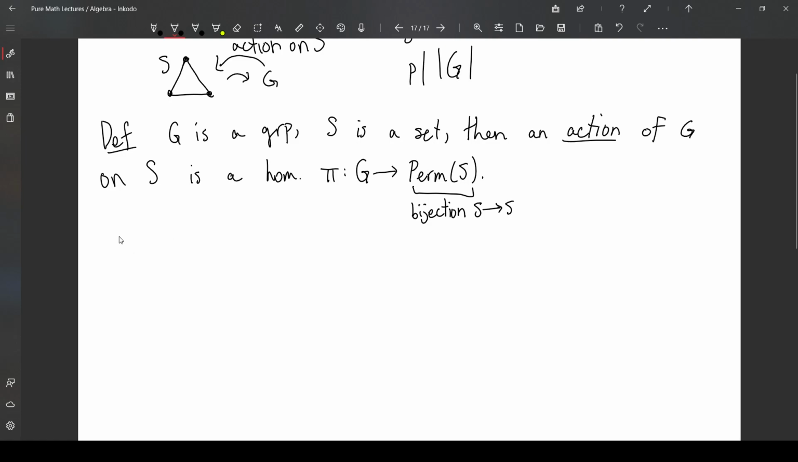Now, instead of writing pi of g of s, where pi of g is the permutation corresponding to g, and s is some element in S, we often write gs. So we write it in a very compact notation when the context is clear.